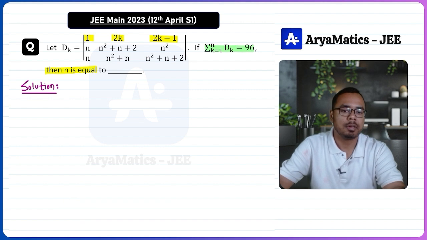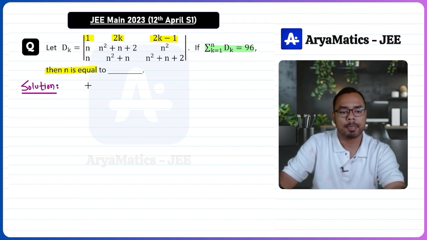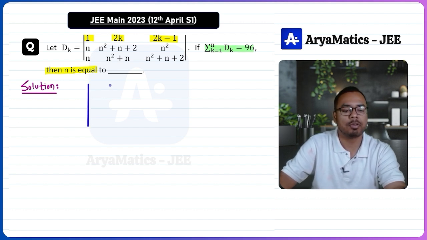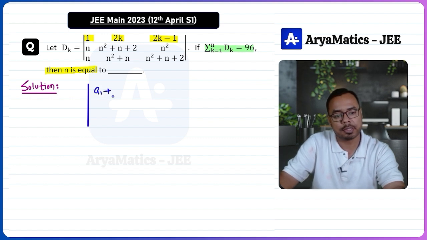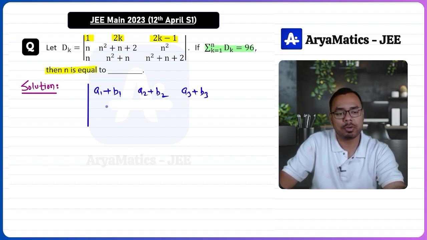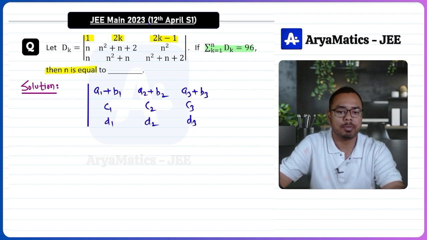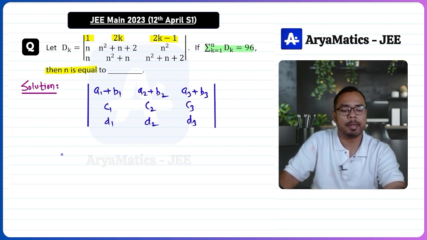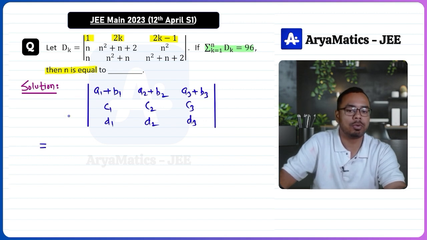Now, in case of determinants, we learned one important property: in a determinant, if any one row or any one column is the sum of two elements, for example, let us say the first row is a1 plus b1, a2 plus b2, and a3 plus b3, and the second row is c1, c2, c3, and the third row is d1, d2, d3. If I have this determinant where any one row is a sum of two elements and the other two rows have c and d, then you can break this as a sum of two determinants.